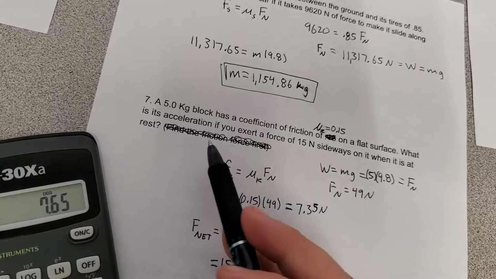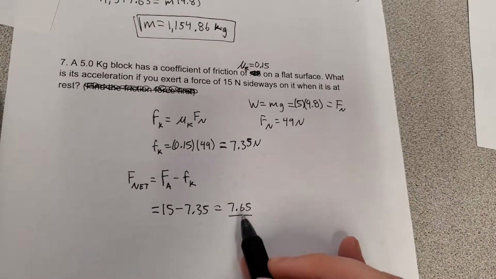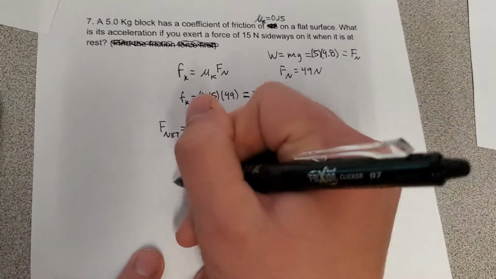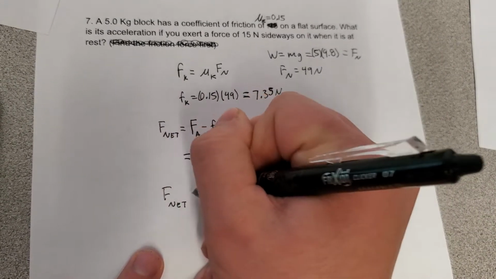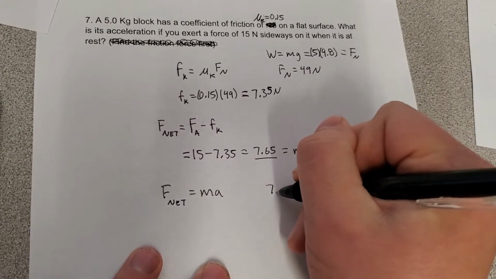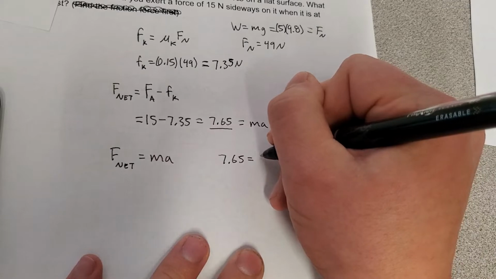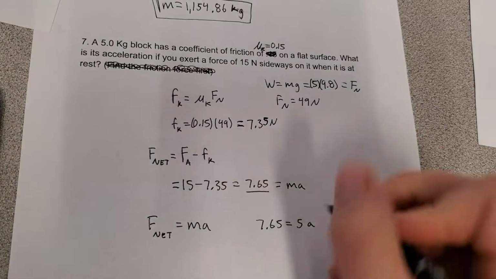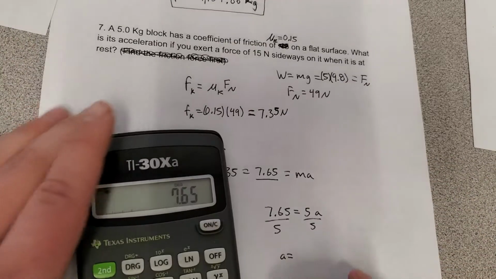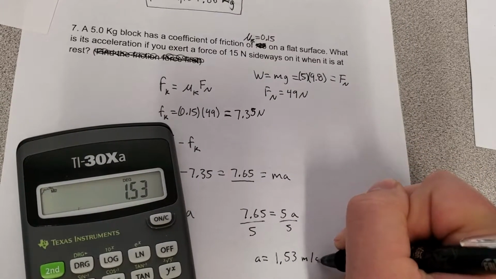We're not done because we're actually looking for the acceleration that this block is feeling. So we have 7.65 net newtons of force. We're going to set that equal to ma, right? F net is also equal to ma. We just found our F net, which is equal to 7.65. So 7.65 is equal to the mass, which is 5 kilograms, times the acceleration. We can divide our mass over, and we get that acceleration is equal to 1.53 meters per second squared.